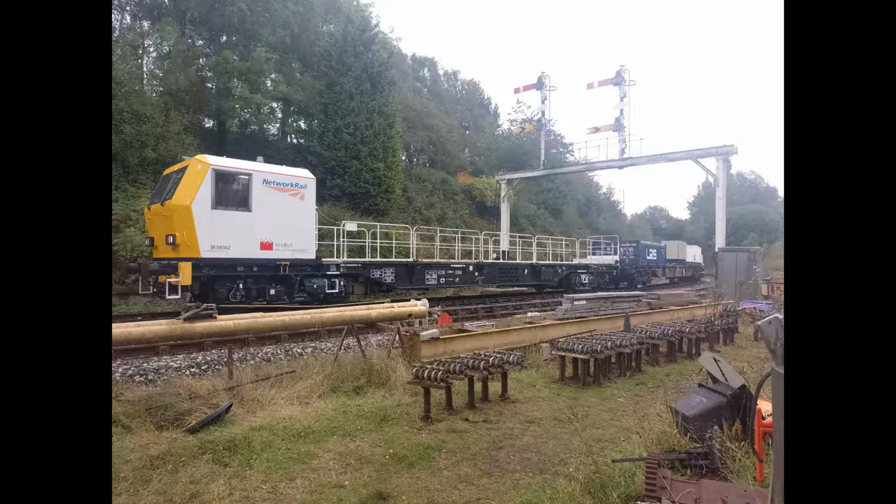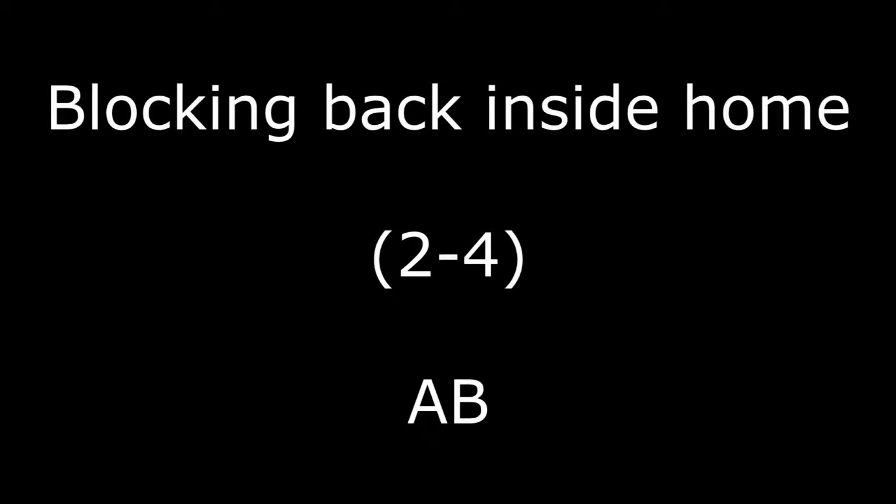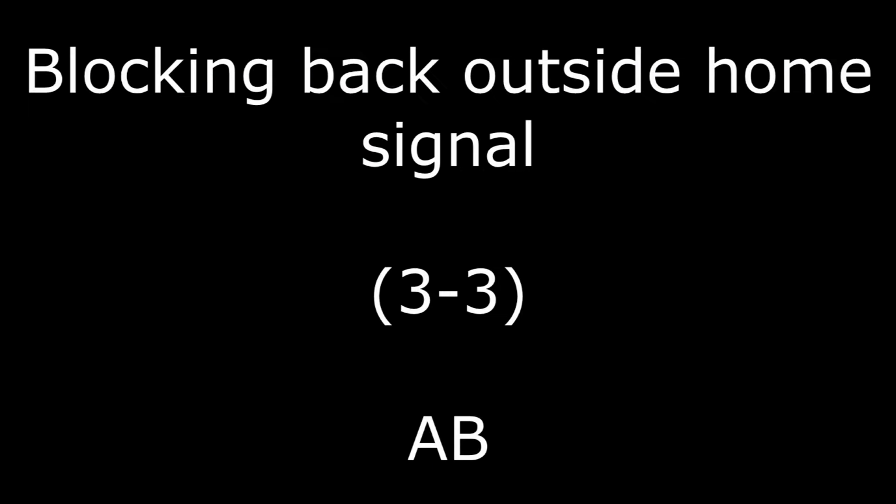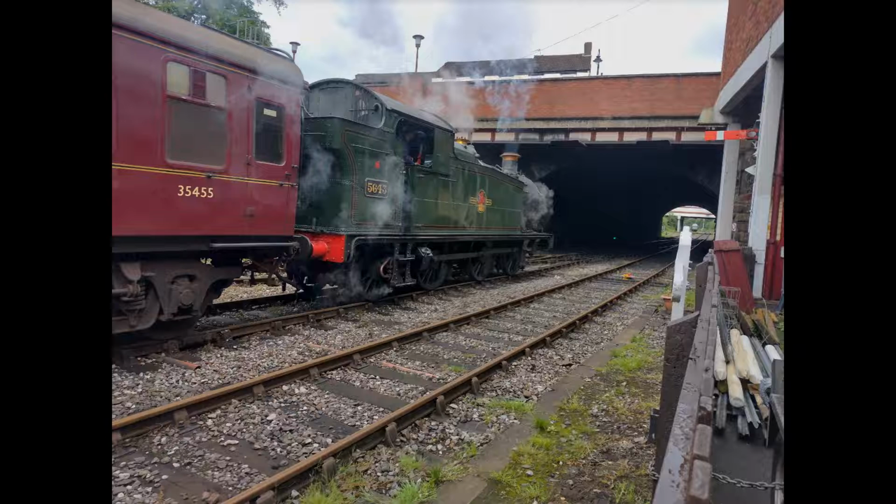So if we're blocking back inside the home signal, then we send 2 pause 4. So what we're doing there is saying, can we do it? Not we are doing it, it's can we do it? And then the signaller at the other box will say, yes you can, by repeating it. So if we're blocking back outside the home signal, then we'll send 3 pause 3. And again, I will do videos on these because this probably means very little to most people, I understand.